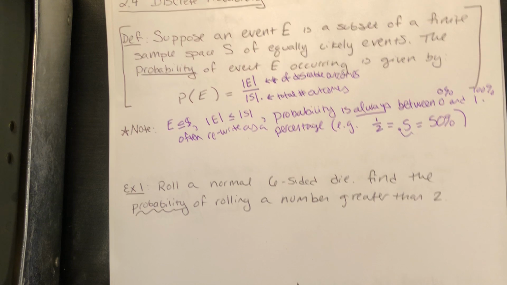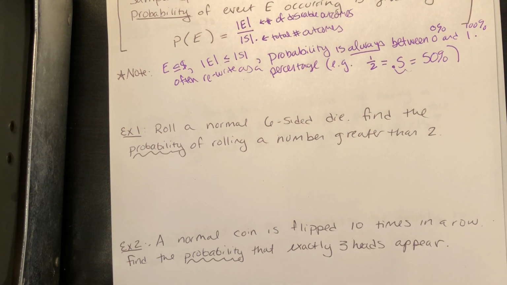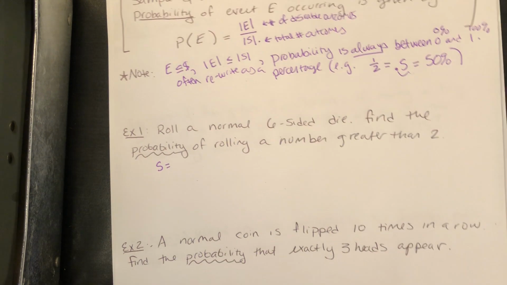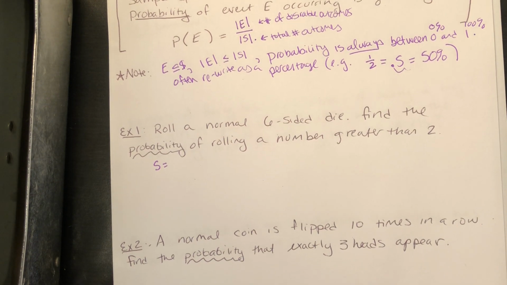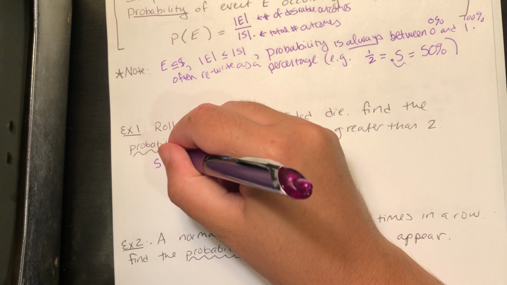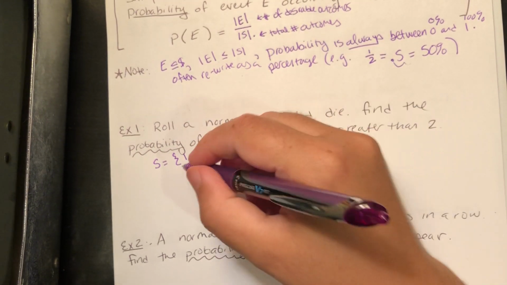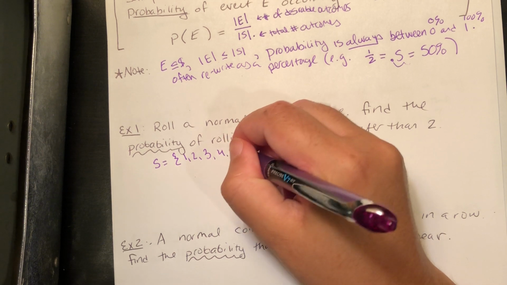So let's look at a few examples. Suppose you roll a normal 6-sided die. Find the probability of rolling a number greater than 2. All right, so let's think about what our sample space is here. Those are all of your possible outcomes. Well, it's a normal 6-sided die, so the sample space is just going to be all the different outcomes you could have, namely rolling a 1, a 2, a 3, a 4, a 5, or a 6.